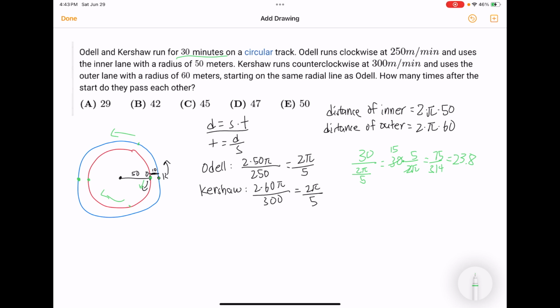And then if we multiply this by 2, we get 47.6. In this case, we cannot round up. We need to round down to make it 47 because they're not quite hitting 48 meeting points yet. They're almost there, but not quite at 48, so we must round down. Also looking at the answer choices, there is no 48. So the answer would be D, 47.